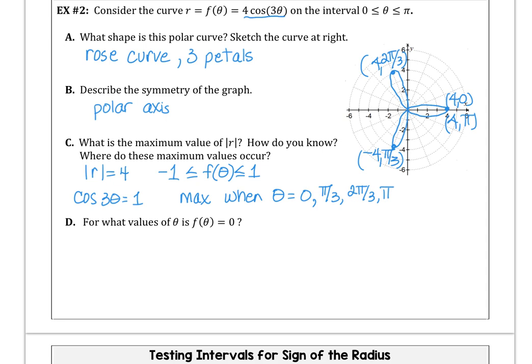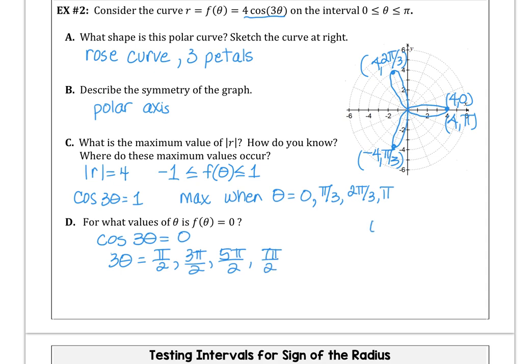Then part D: for what values of θ is f(θ) equal to 0? We want to solve our argument. Where is the cosine of 3θ equal to 0? Well, we know the cosine of θ is 0 at π/2, at 3π/2, at 5π/2, and at 7π/2, because I'm thinking about the domain.